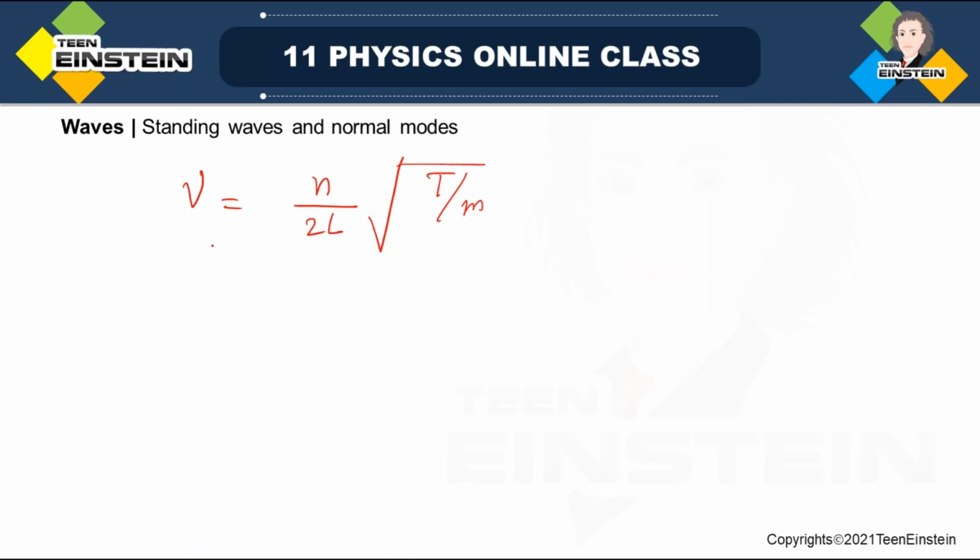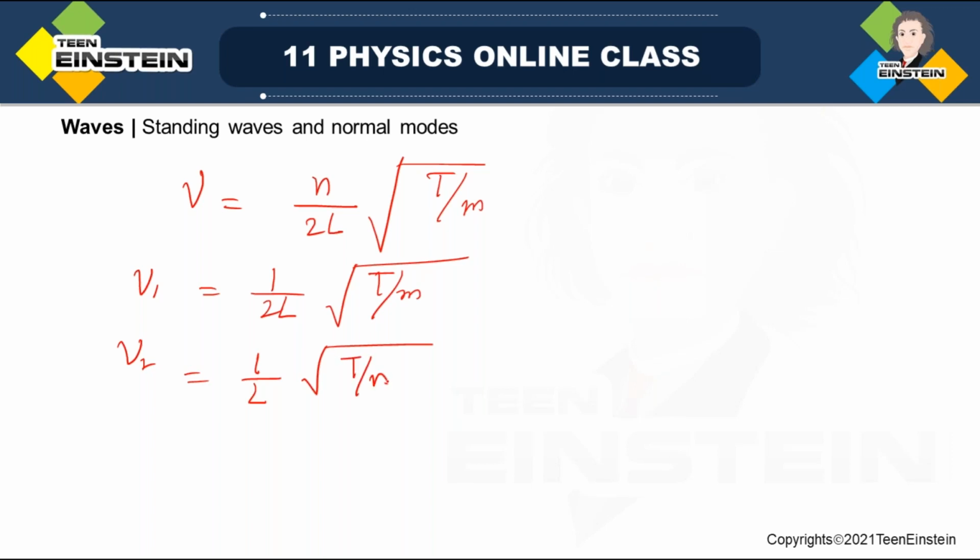If we put n is equal to 1, this is the lowest frequency, or the fundamental frequency, in the string. Similarly, when we put n is equal to 2, we get 1 by l root over T by m. Then we can obtain many such varieties of frequencies in the string. Suppose n is 3, that means 3 by 2l root over T by m. So like that we can have a series of frequencies with which the string can vibrate.